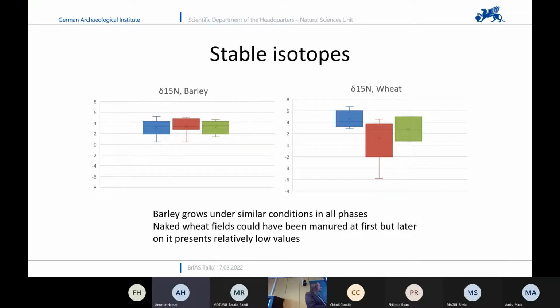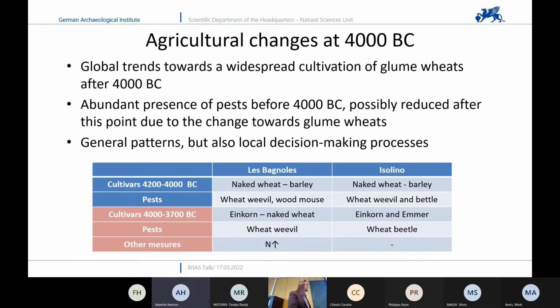So it seems that at the beginning, they might have tried to have good soils, good growing conditions for wheat, maybe manuring those fields in some way. Later on, the focus seems to stay with barley and not so much with wheat. And this is maybe because the climate was too wet for naked wheat. That's a possibility. So in these two case studies, we have a similar switch from naked wheat to glume wheat, but slightly different patterns. In both cases, we have detected pests and they may have a decisive role in this change of crops. In Les Bagnoles, they do not completely get rid of the wheat weevil.